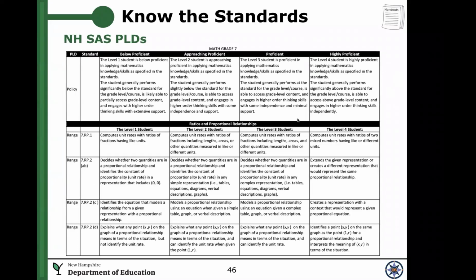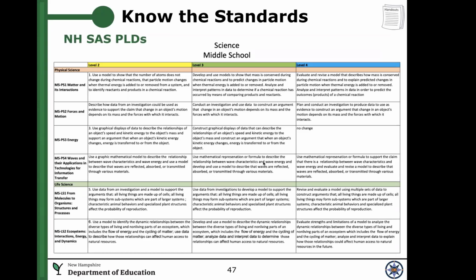Here's a math example. It's set up the same way. Again, here is 7th grade math. Here are your standards going along the left-hand side here, and this is what students are doing at each level of proficiency for that particular standard. The last one I did was middle school science. Here are your topic areas, and then what a level 2, 3, or 4 student is doing for that particular topic area.